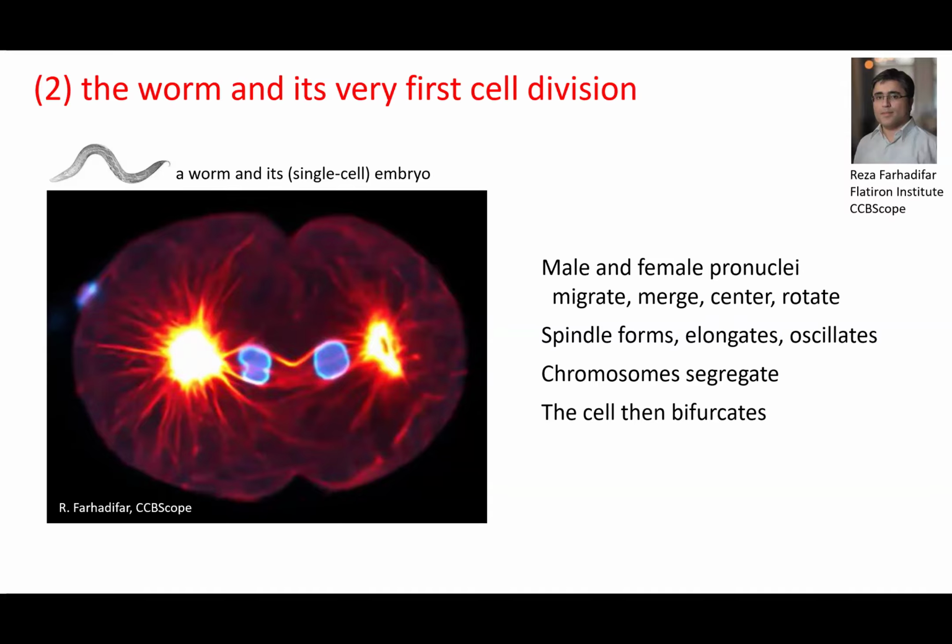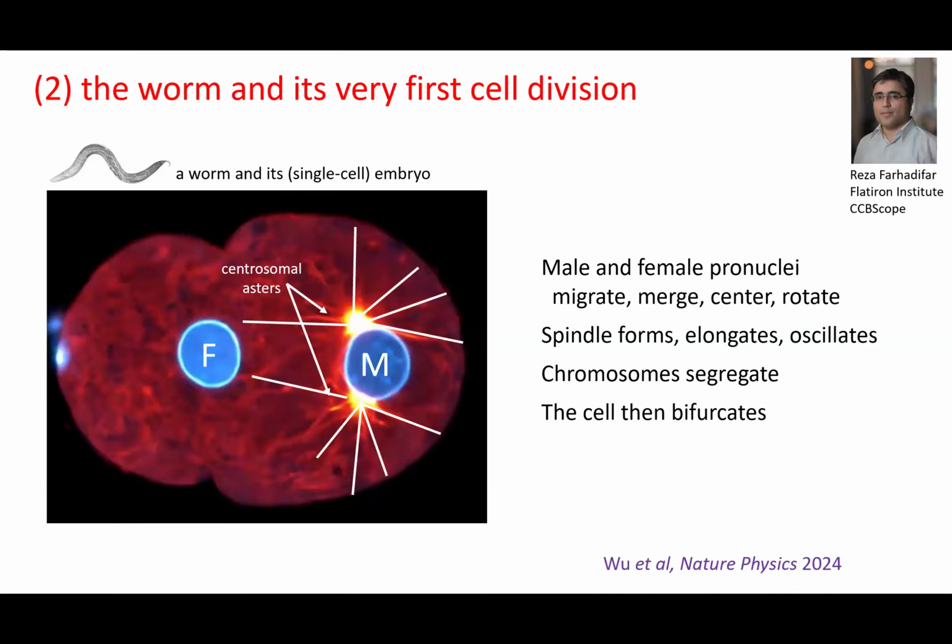The next stage, those centrosomes will duplicate, and the same thing will happen again and again and again. Okay. Anyway, shall I read this? Say yes, please. Male and female pronuclei migrate, merge, center, rotate. Spindle forms, elongates, oscillates, chromosomes segregate. The cell then bifurcates. Anyway, I did that by chance, oddly enough, until I got to the last line. But okay, how's that happening?